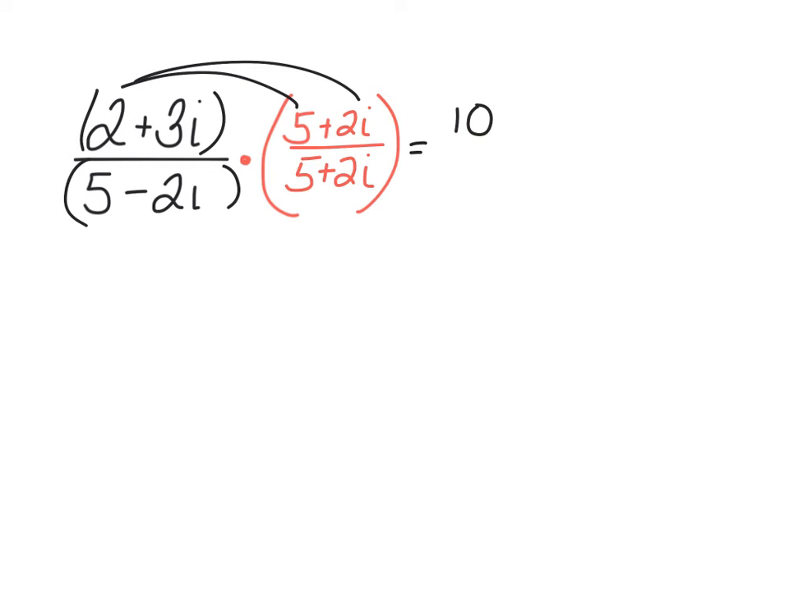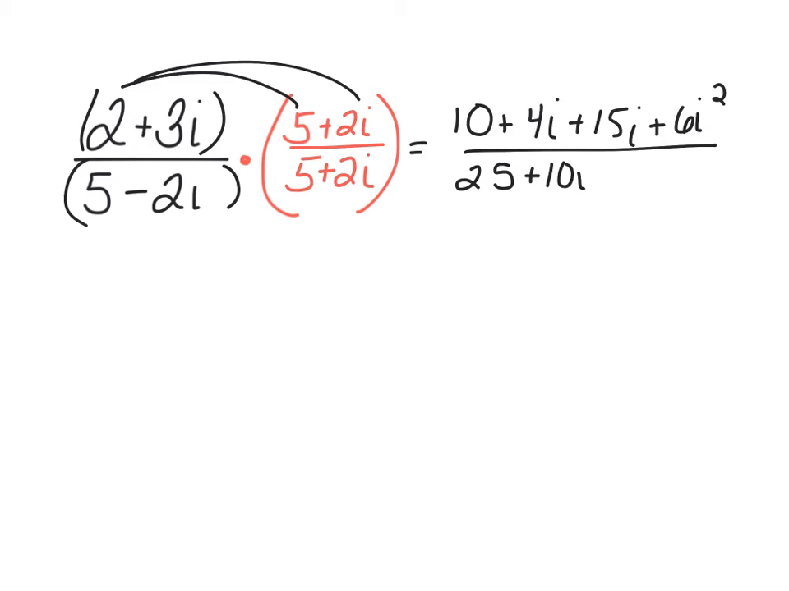That produces 10 plus 4i plus 15i plus 6i squared in the numerator, divided by 4 multiplications to make in the bottom, 25 plus 10i. Now I'm going to distribute the -2, would be minus 10i minus 4i squared. All right, so we've got like terms we can combine. Also, anything with an i squared can be replaced with -1.